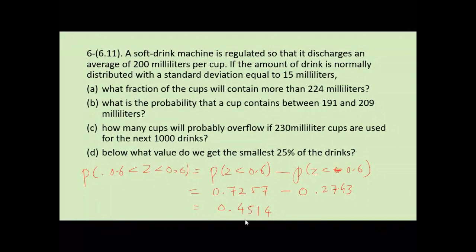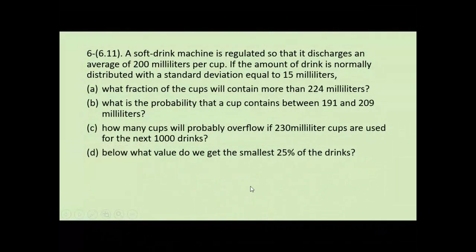Now case D. How many cups? Number of cups. So find the probability and multiply by some given quantity, isn't it? The question is not a probability, but we need a probability. The question is how many cups will probably overflow if 230 milliliter cups are used for the next 1000 fillings. So the question is, how many cups will probably overflow?